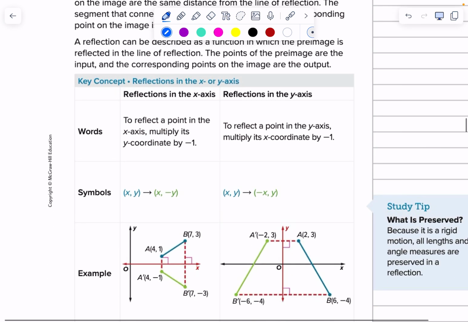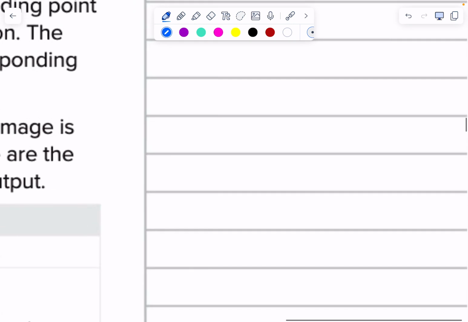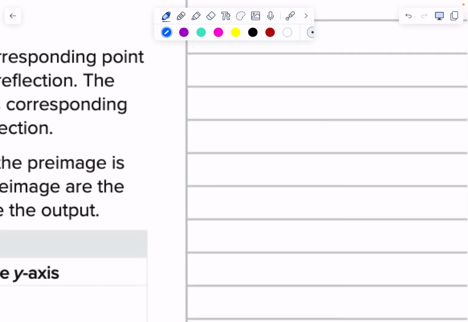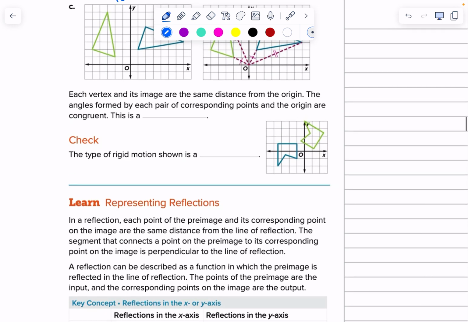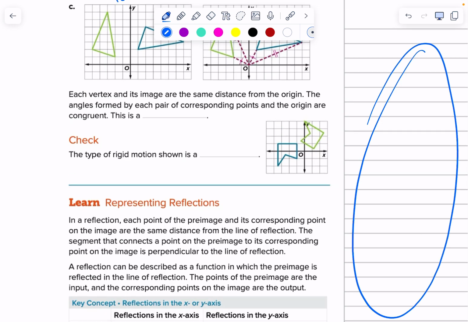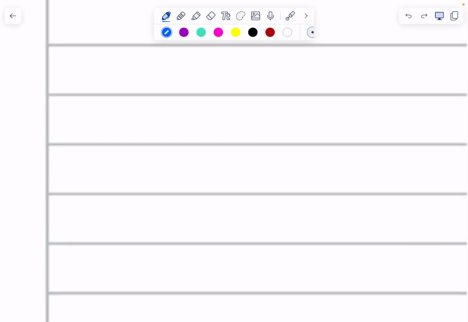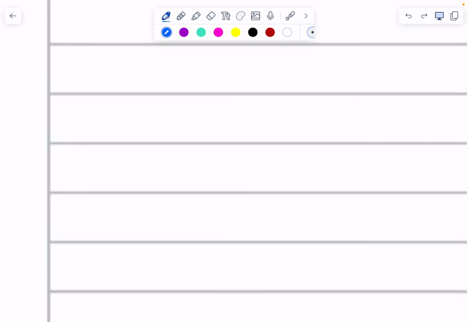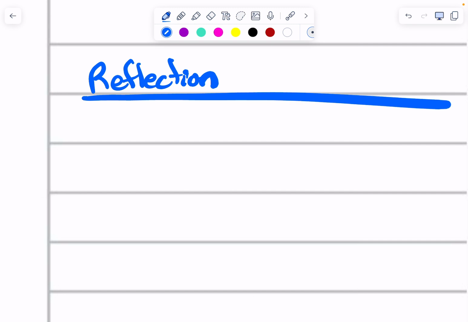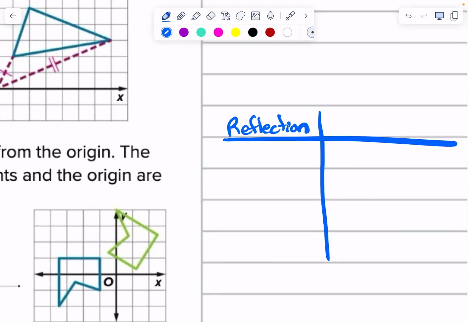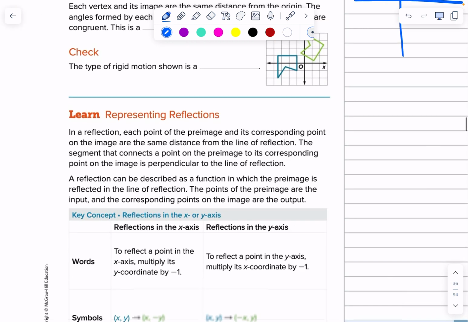Now, we have the hard part. Are you ready for the hard part? Everybody listen. Off here to the side, put some things over here in this margin. I'm going to have you write stuff down. This is the hard part, okay? Three things going on. We have a reflection. And we're going to write some rules down. Let's see what we got going on.